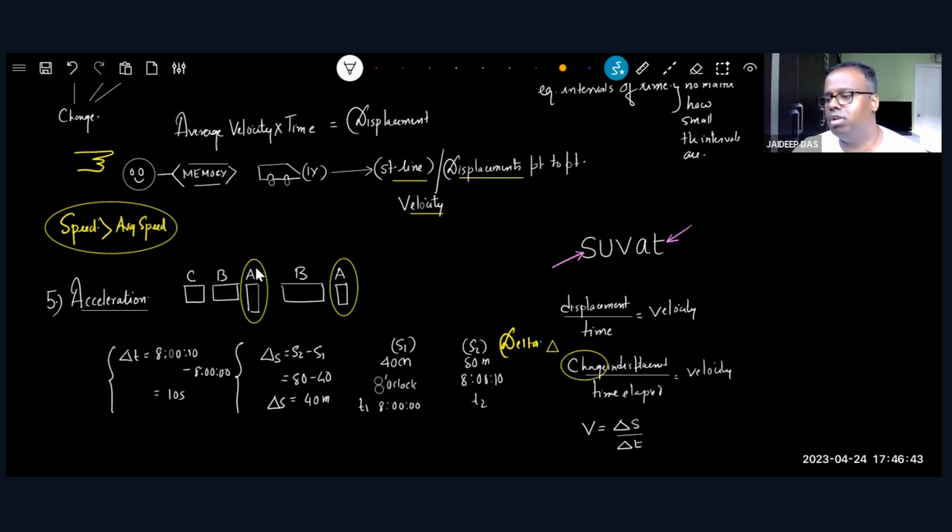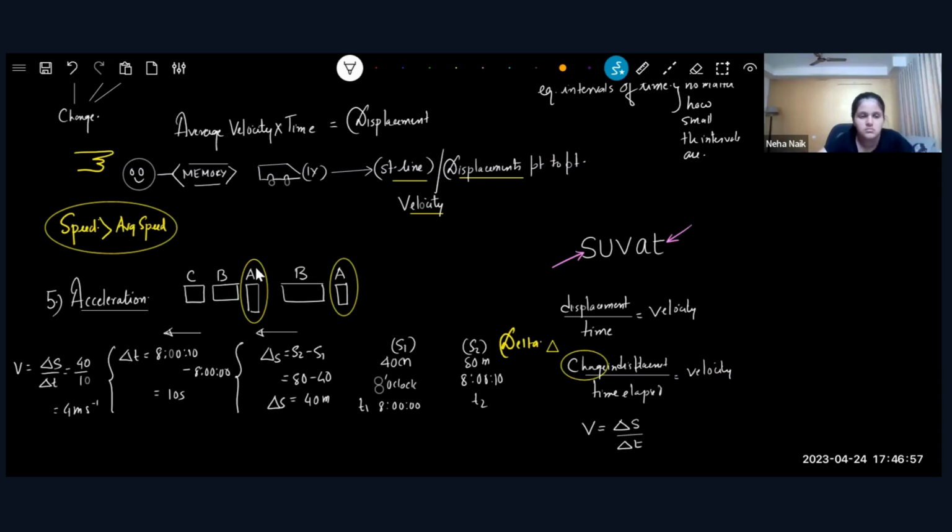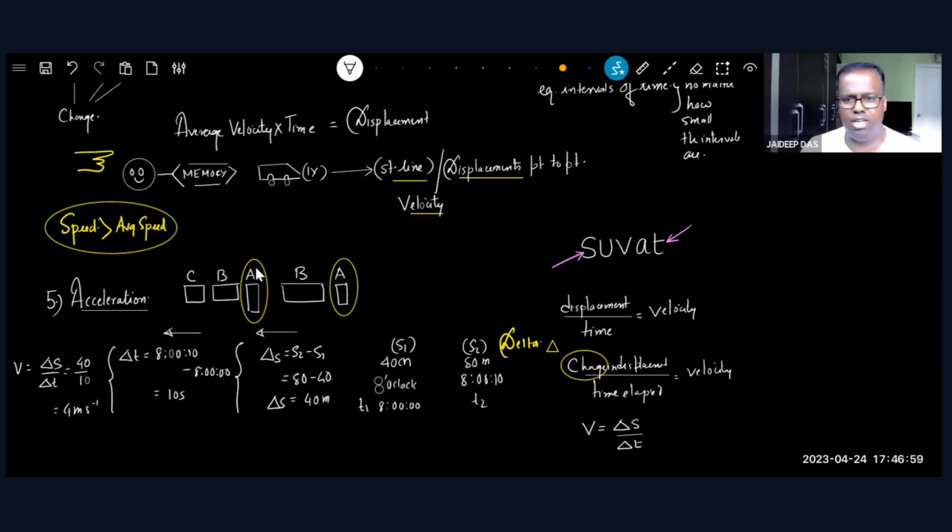Can you now calculate? We are doing the mathematics in a reverse manner. Okay, I'm sorry. Can you now calculate what is your velocity? You will say, sir, it is delta S by delta T, which is equal to 40 by 10 equal to 4 meters per second. Have you understood this mathematics? Nothing great? Okay. Delta S by delta T, change in displacement over change in time. All right. So that is known as velocity.